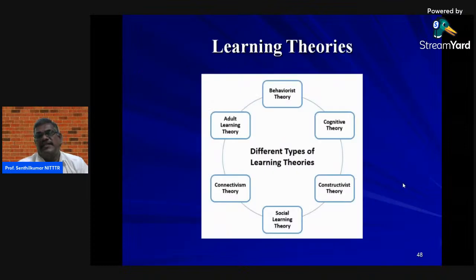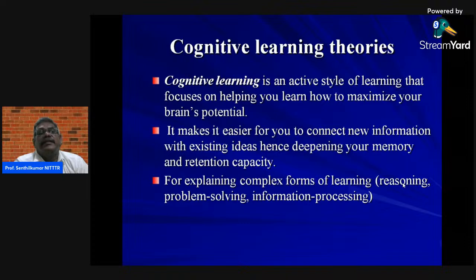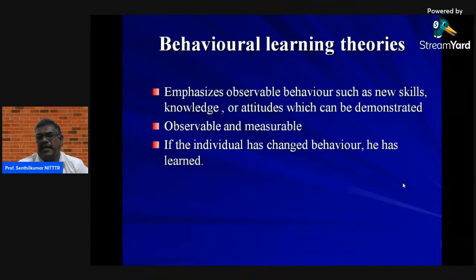There are different types of learning theories: cognitive theory, constructivist theory, social learning theory, connectivism theory, adult learning theory, behaviorist theory. Cognitive learning is an active style of learning focused on helping you learn how to maximize your brain's potential. It makes it easier for you to connect new information with existing ideas. Already you are learning, and it connects with the existing things, for explaining complex forms of learning, reasoning, problem solving.